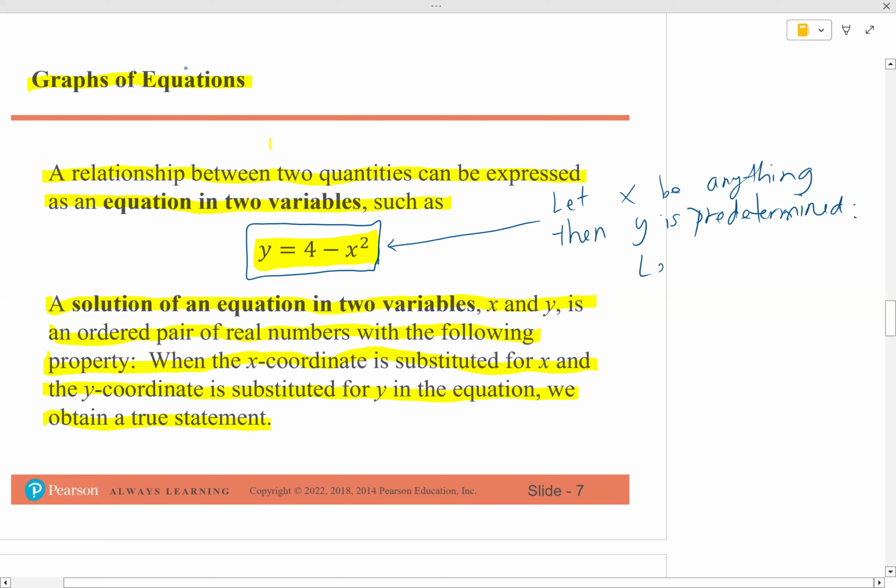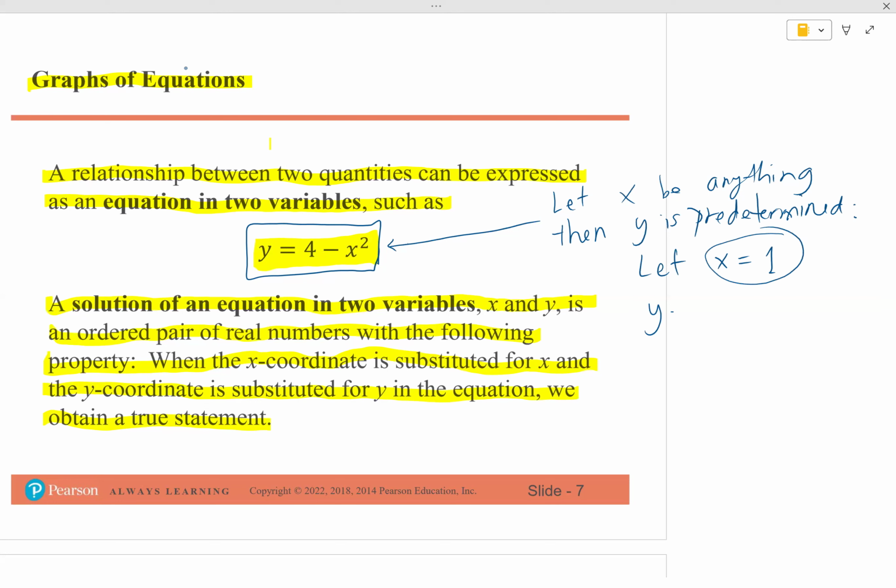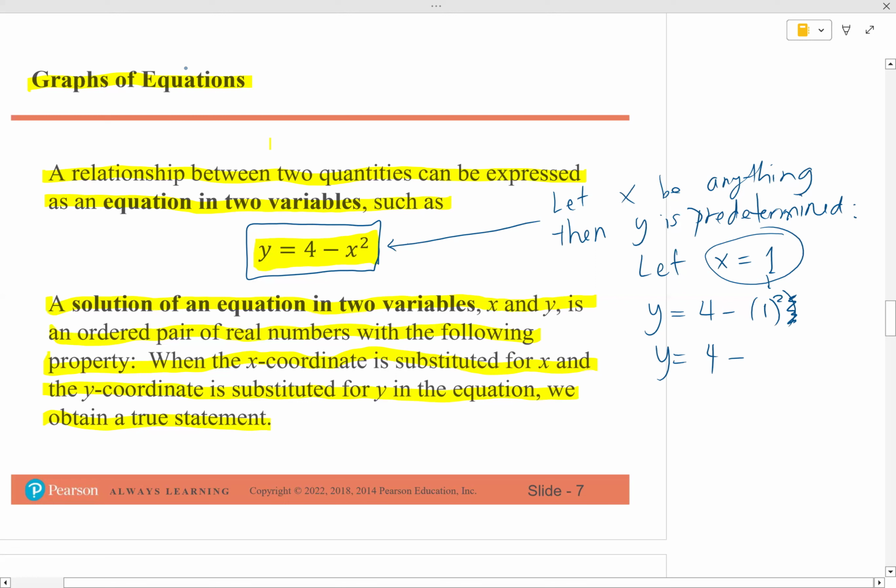So let's say let x be 1, just for fun, because I'm boring and I don't like to make up interesting numbers. Okay, what would y be? I would just insert whatever I want for x. Then y would be 4 minus, instead of x squared, I'm putting 1 squared. 1 squared is 1 times 1, which is still 1. 4 minus 1 would be 3.